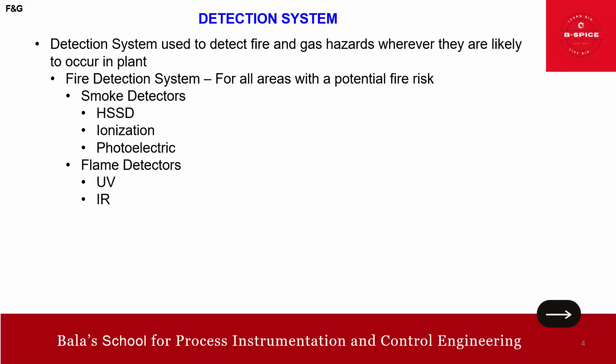Okay. Then IR means infrared flame detector, right? These are devices that detect flames by sensing the infrared radiation emitted by hot gases produced during combustion. There it is ultraviolet; here it is infrared. These detectors are highly effective in identifying fires, especially in environments where quick detection is crucial. Okay, same as this.